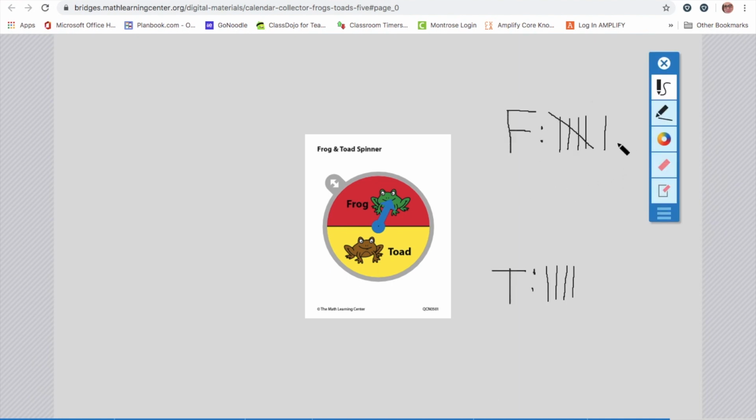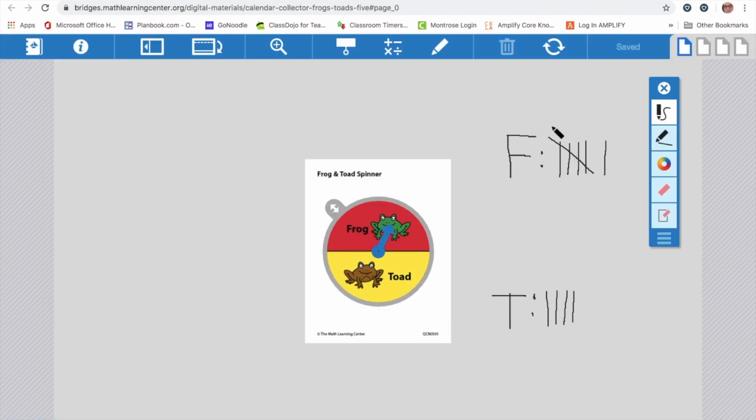Who knows how many tally marks frogs have? Look at here. How many tally marks does frog have? You're right, he has 6 tally marks. How many tally marks does Toad have? You're right, 4 tally marks. Now, if I have 6 and I have 4, if you remember, scratch your brains really hard.